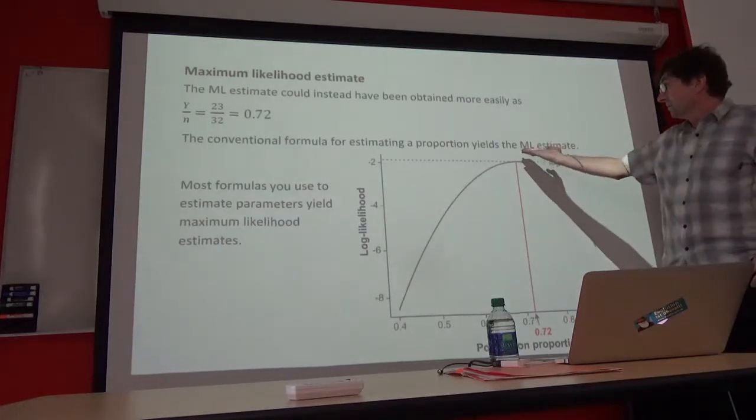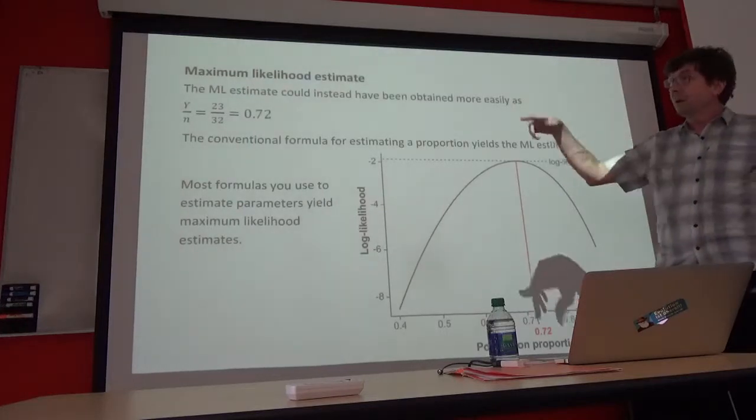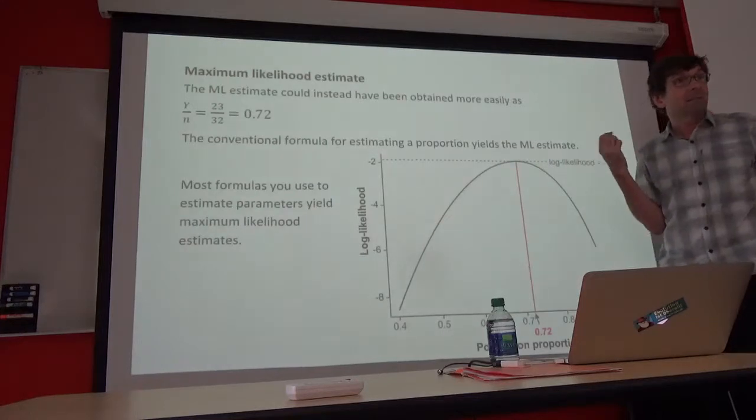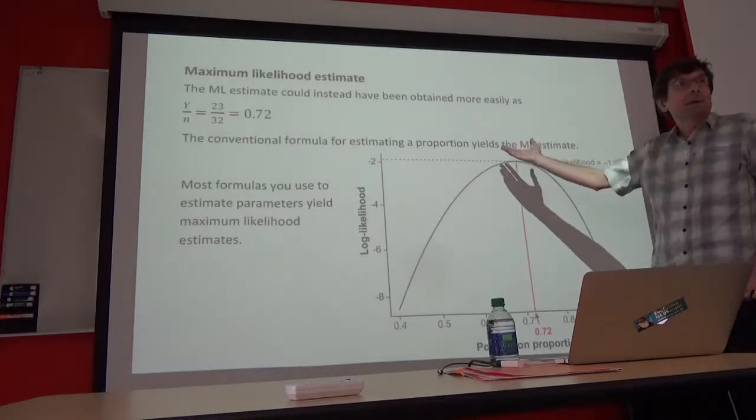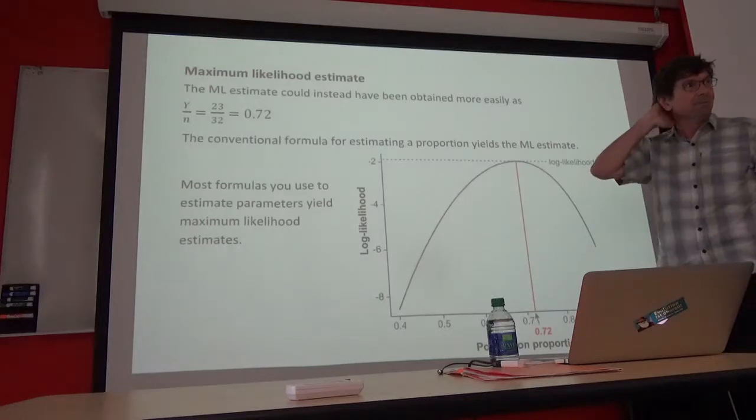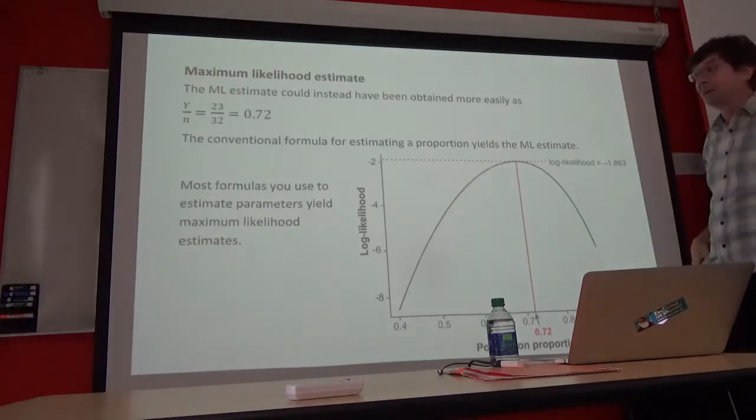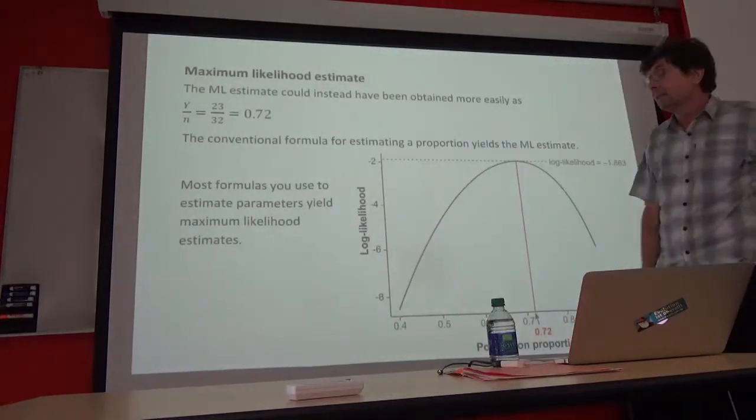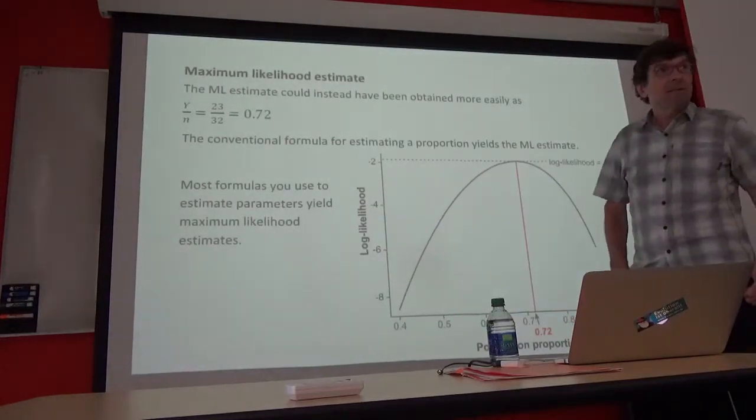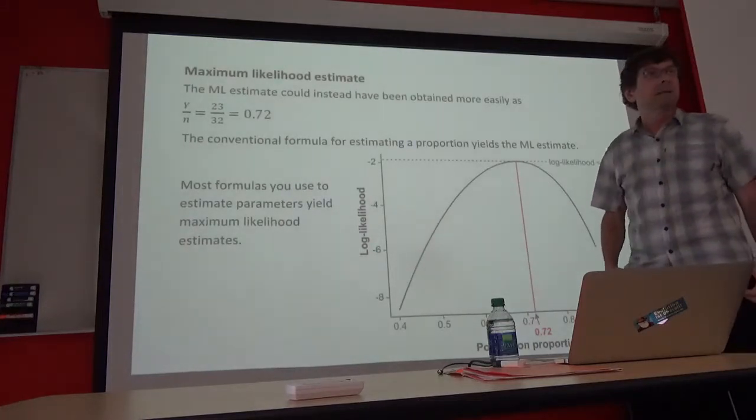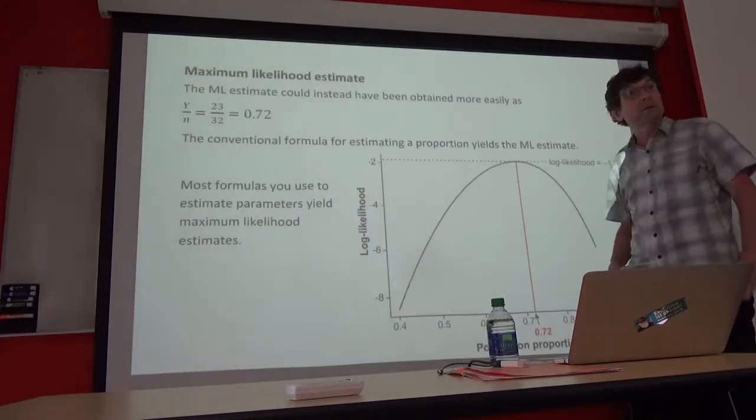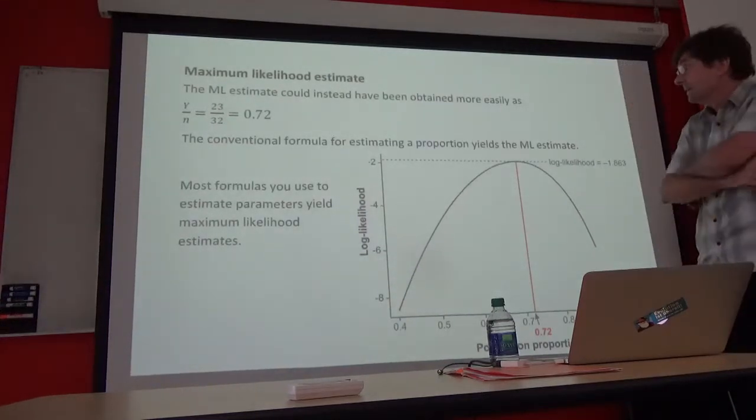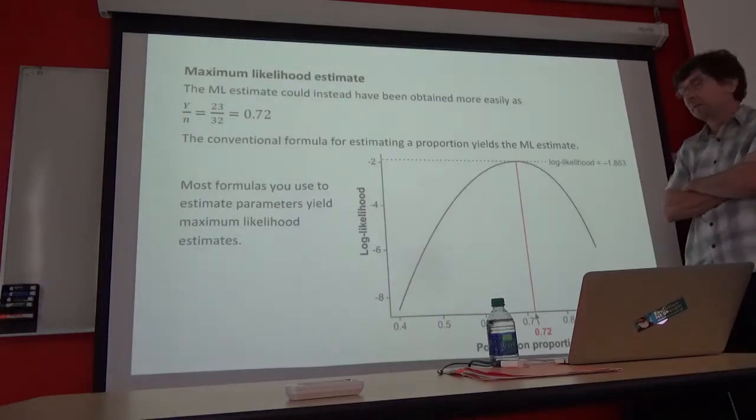Also to tell you that one of the reasons why we use y over n as our method to calculate the best estimate of the proportion is because it is the maximum likelihood estimate of the proportion. So that's one of the reasons why it works for us. And in fact, most of the formulas that you use to calculate means, regression slopes, and so on, yield maximum likelihood estimates. And so that's one of the reasons why we use those methods, because maximum likelihood is considered something that is a desirable feature of an estimate.